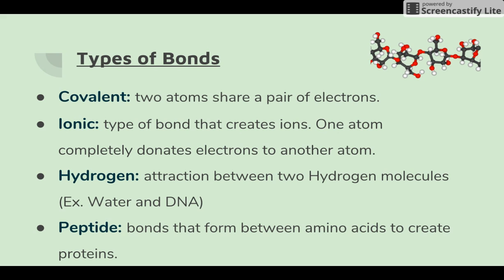Now, conversely, if you create a negative ion, you would have more electrons than you would have protons. So that's just something to think about, and we'll do some more practice with that. Ionic bonds are when they create those ions that are positive and negative, and one atom is going to completely donate electrons to another, and that's how it creates that ion.